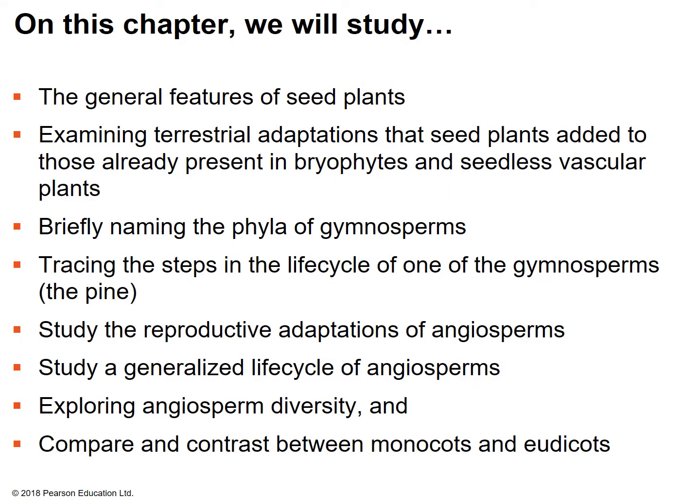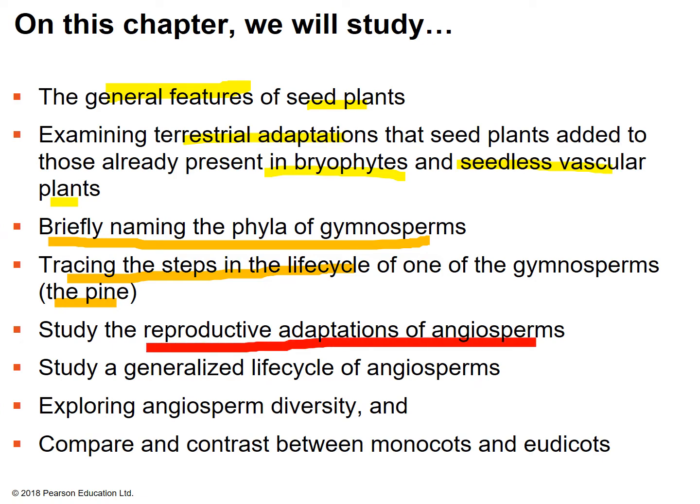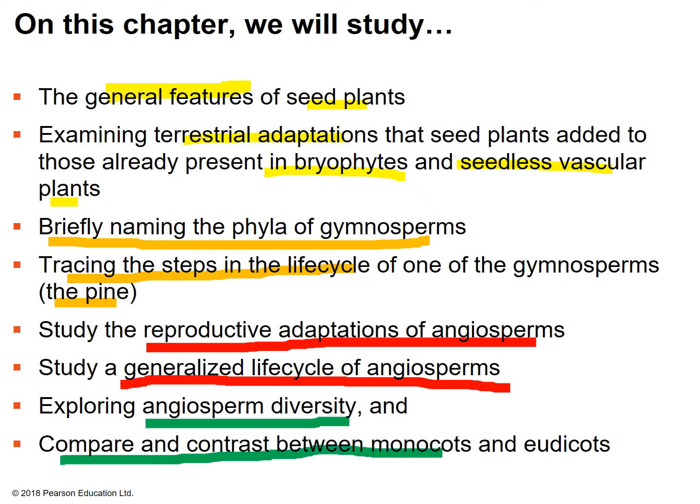In this chapter, we will study the general features of seed plants, examining terrestrial adaptations that seed plants added to those already present in bryophytes, the non-vascular plants, and seedless vascular plants. Briefly naming the phyla of gymnosperms, tracing the steps of the life cycle of one of the gymnosperms, the pine. Study the reproductive adaptations of angiosperms. Study a generalized life cycle of angiosperms, exploring angiosperm diversity, and compare and contrast between monocots and eudicots.